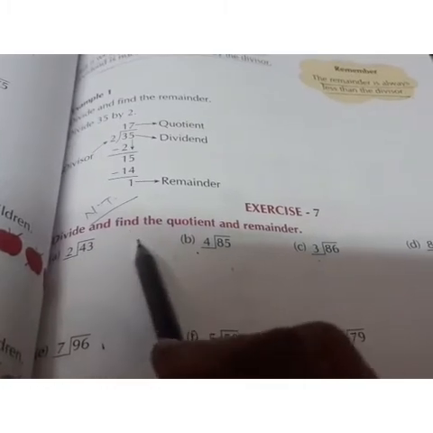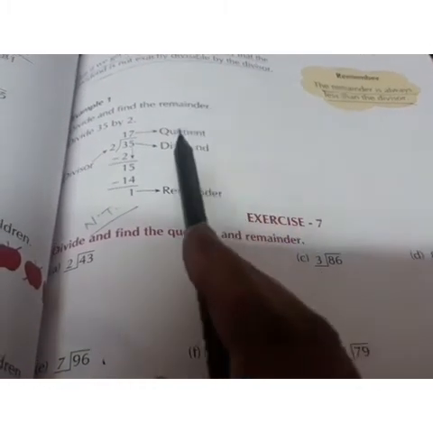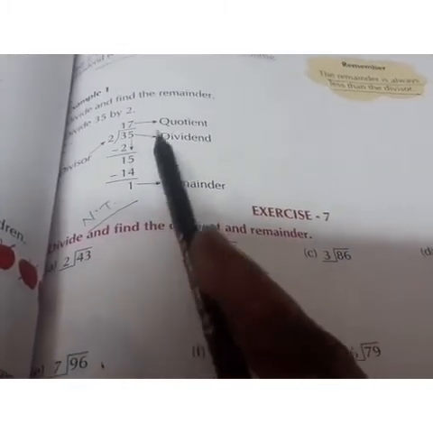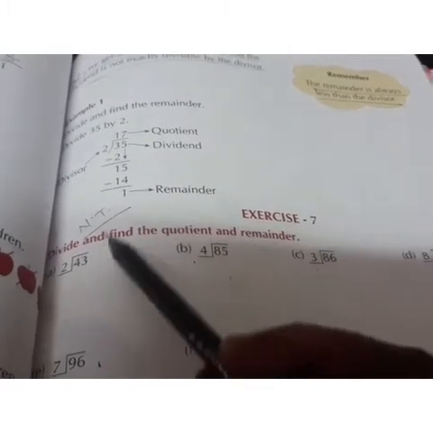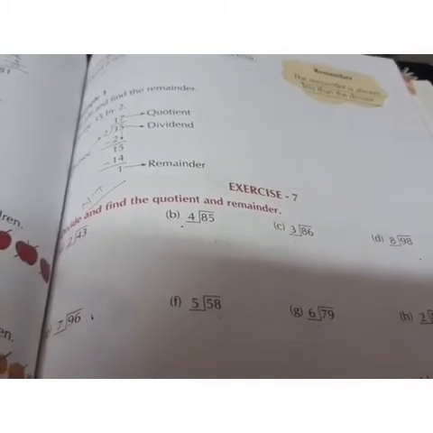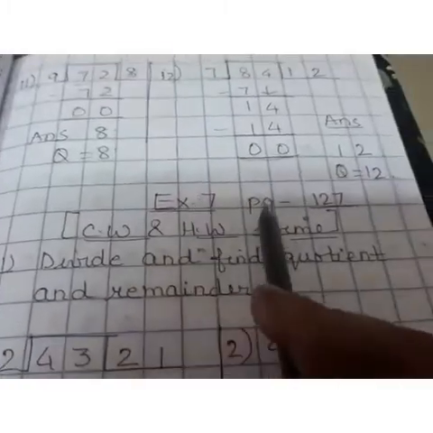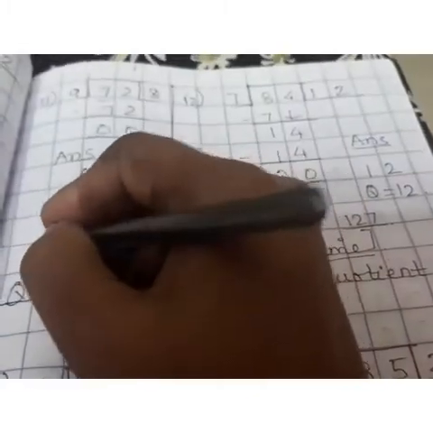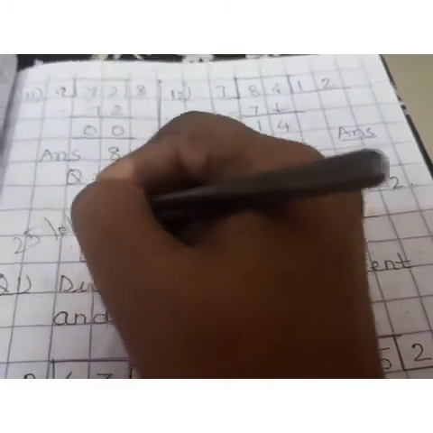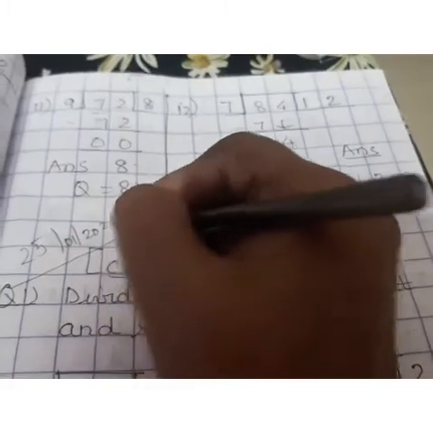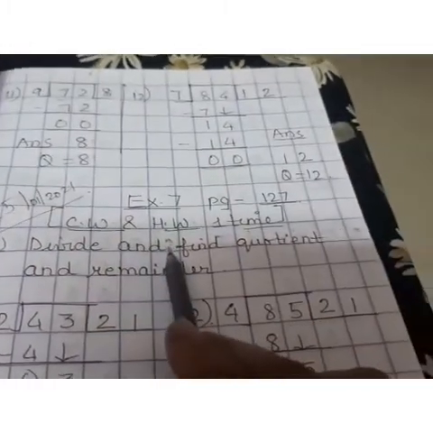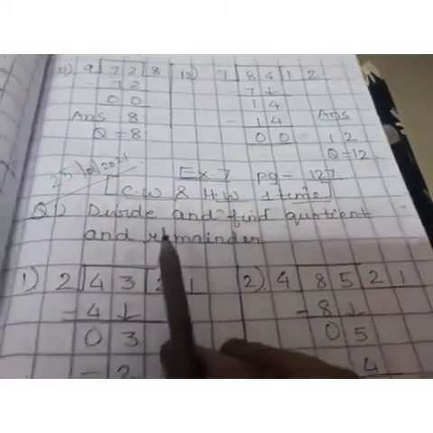Now same way we have to do exercise number 7 which is on page number 127. In this divide and find the quotient and the remainder. Now here the quotient is 17 and remainder is 1. The same way we have to do all these divisions. These divisions I will show you in the notebook. Exercise 7, page number 127, and write today's date, that is 25, 01, 2021, and this you have to do in your classwork one time and in homework also one time.